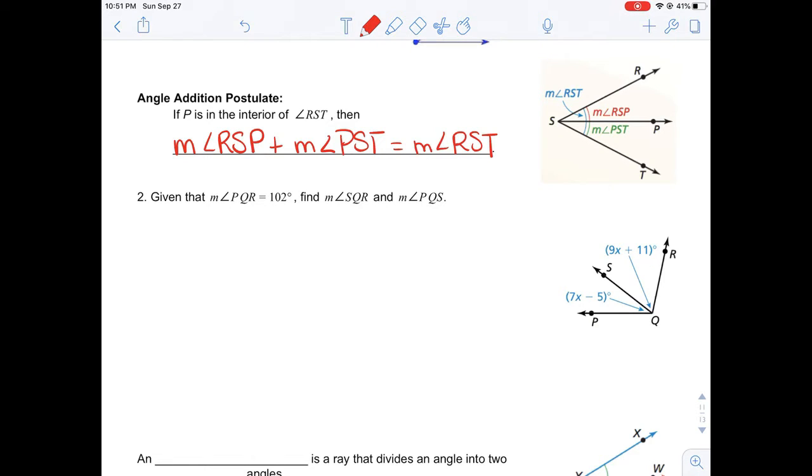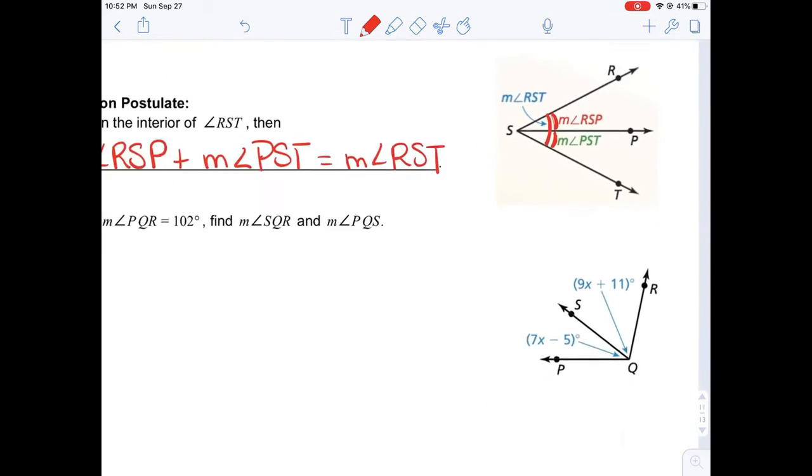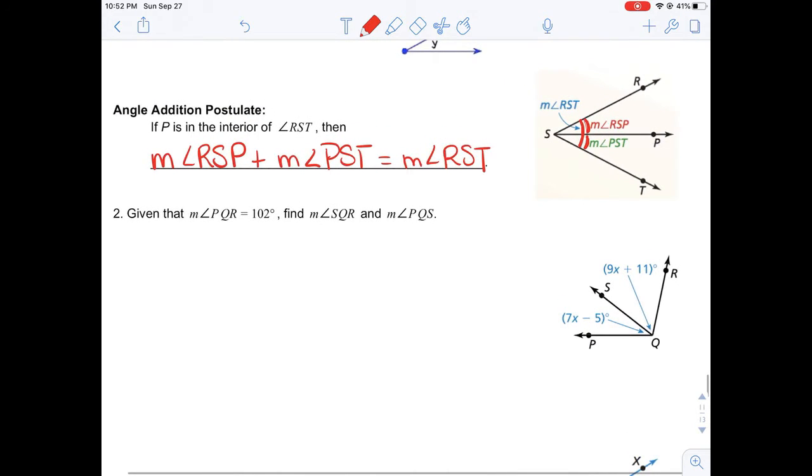Let's zoom into this picture to get a better idea of what that means. You can see P here is in the interior of the whole angle. Here we have the outside and the outside. The angle addition postulate says if I add one part of the angle, RSP, plus the second piece of the angle, PST, we get the entire angle measure, RST. We're going to use language similar to the segment addition postulate. Part plus part equals whole. Let's use that in an example here.